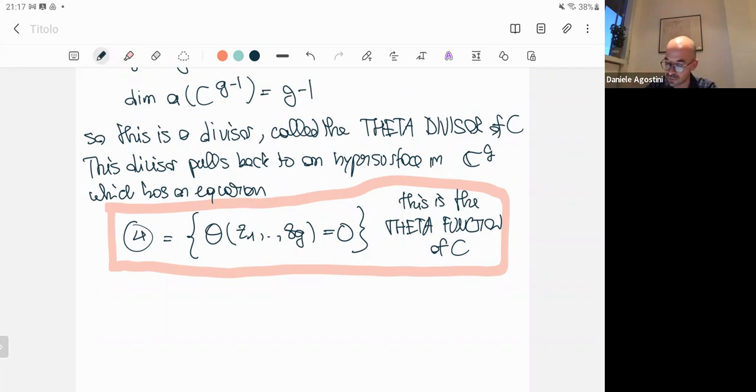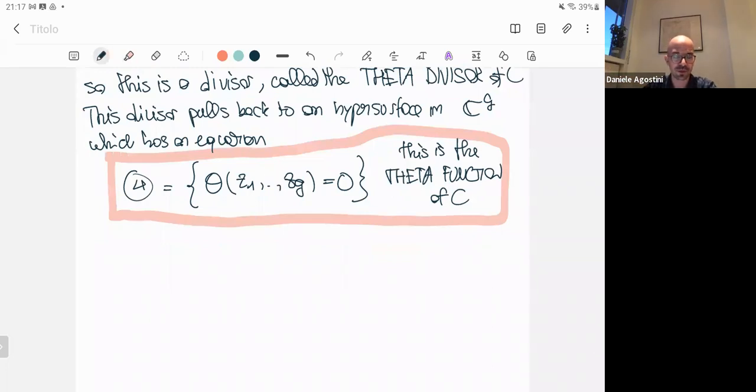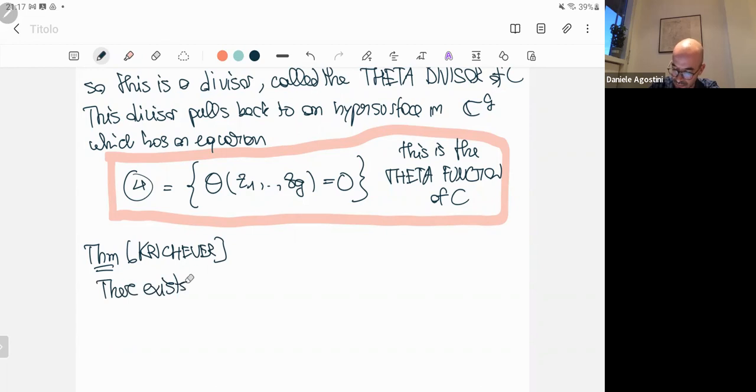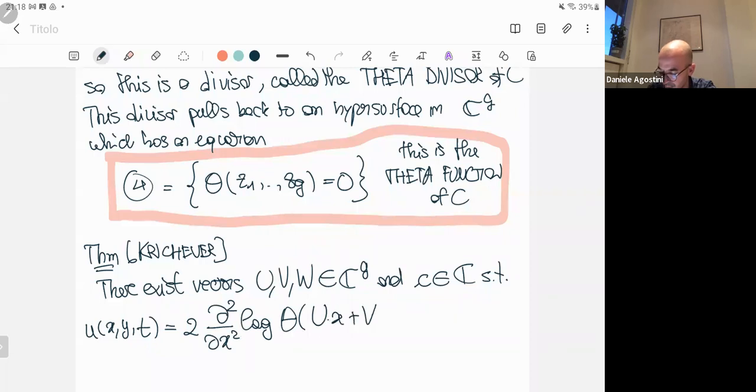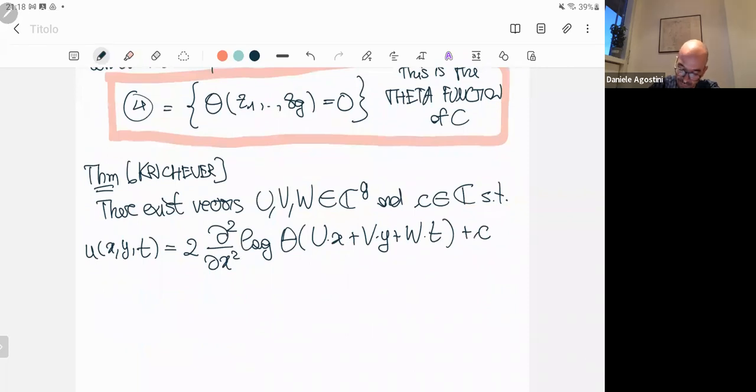So the connection between the curves and the KP equation. This is a theory that exists independently of the KP equation. It's a very old theory of Riemann. And the surprise came from a result of Krichever, who proved that there exist vectors u, v, and w in C to the g, and a constant in C, such that this function of three variables is a solution to the KP equation. What you do is you take essentially twice the logarithmic derivative of theta, evaluated at u times x plus v times y plus w times t, plus the translation.